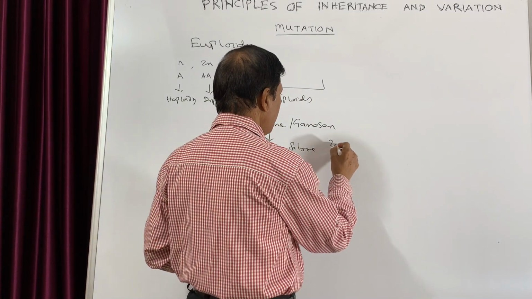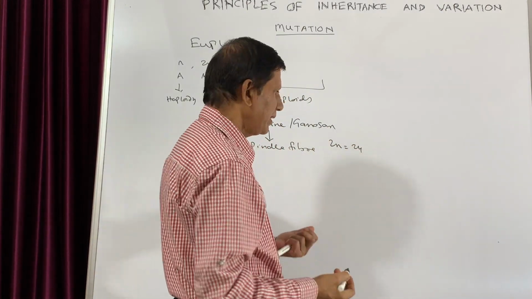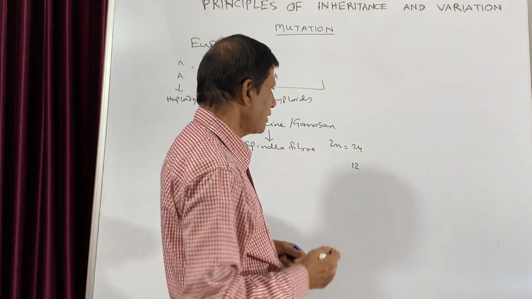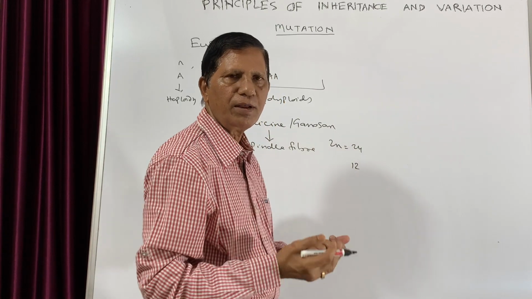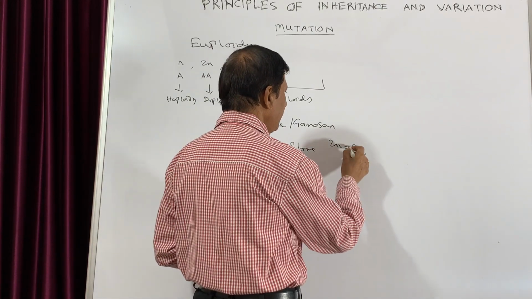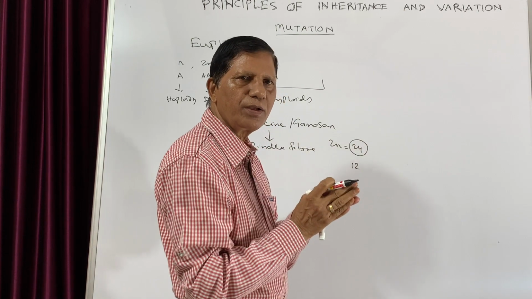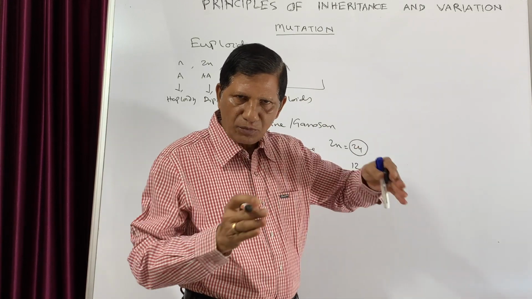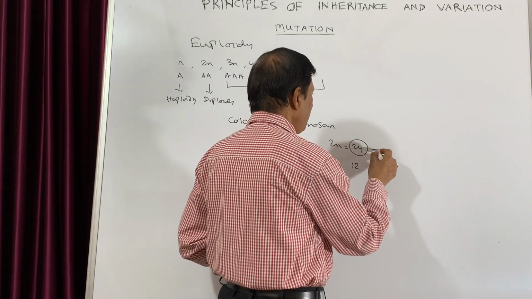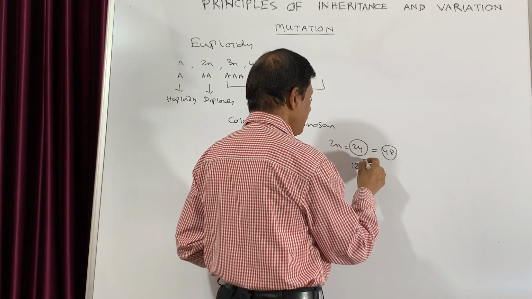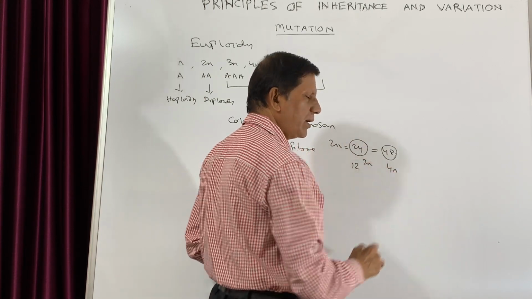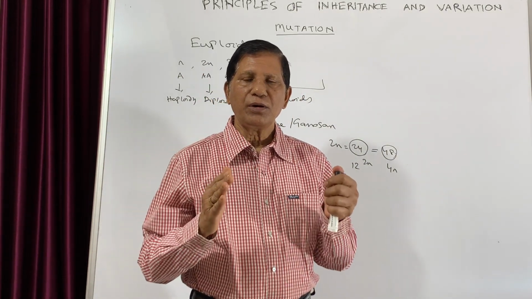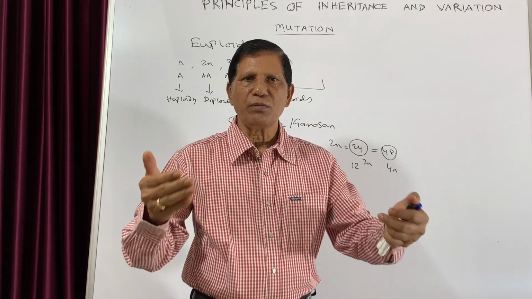Suppose in one organism 2n is equal to 24. Then the gametes should have 12 if they separate. But suppose they do not separate. What will happen? They will stay together. So if the 24 chromosomes are not separated into their chromatids, then ultimately the number will be 48. That means if this is diploid 2n, then it becomes 4n tetraploid. In this way the polyploids are formed, and the polyploids have a larger number of chromosomes.